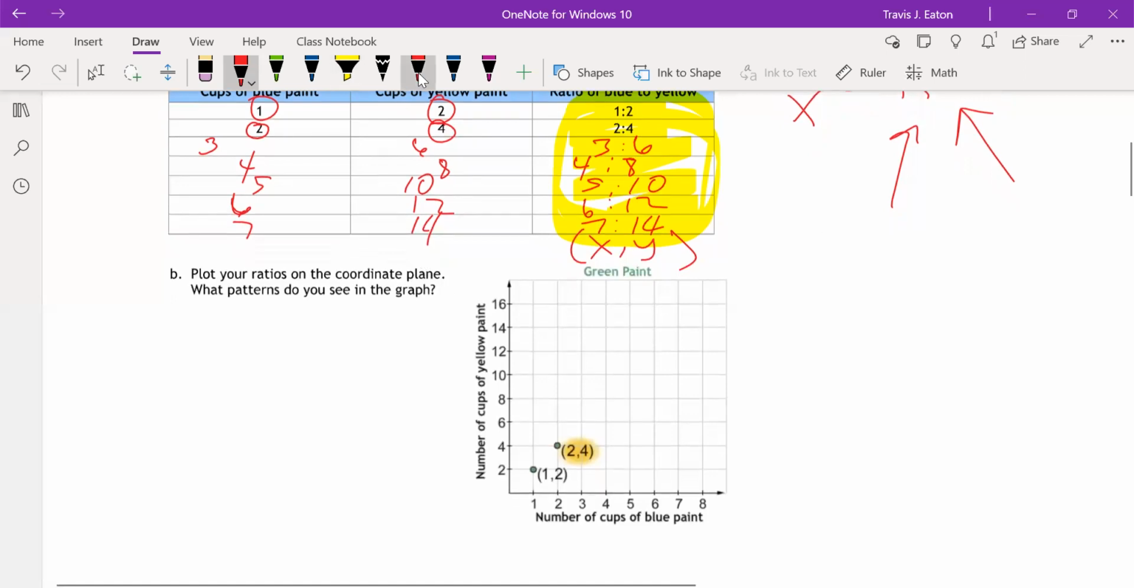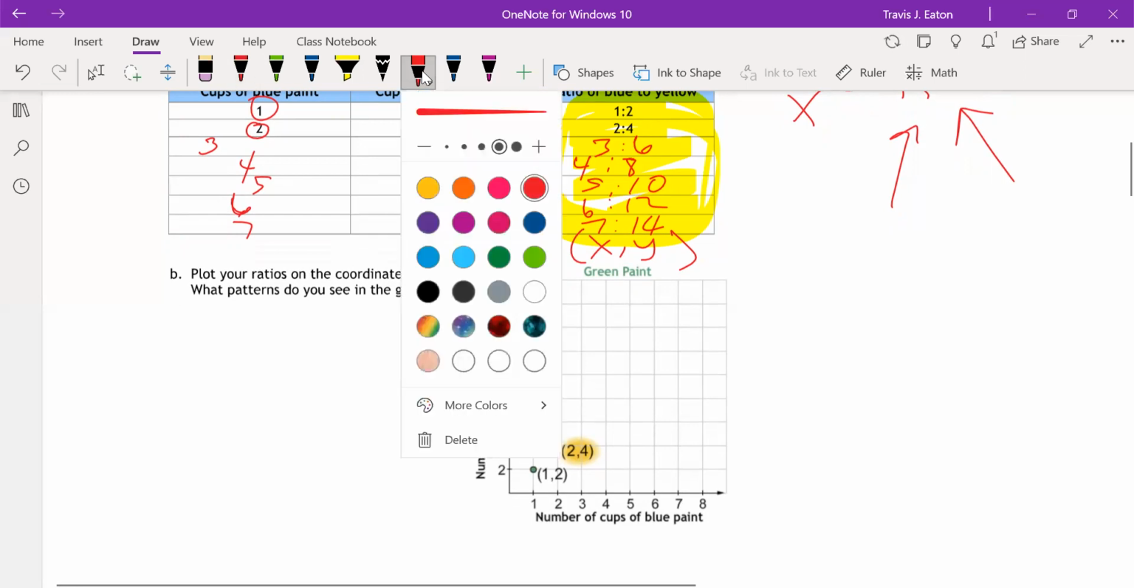Now let me go here. I'm going to change my color on this. Yeah, there we go.